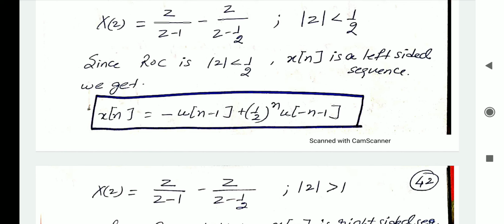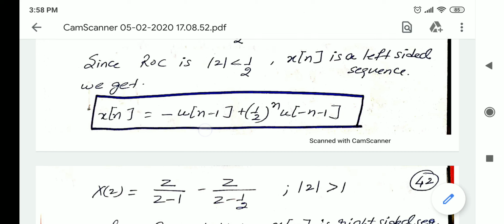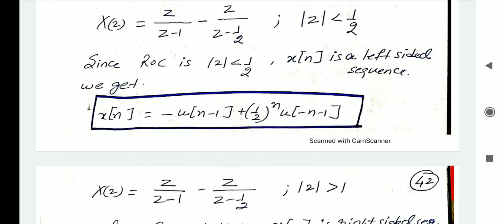ROC is mod of z less than 1 by 2. It is a left-sided sequence. For both the cases we will have negative values. So this is minus u of n minus 1, and here a minus is missing. Just add minus here, because this becomes minus u of minus n minus 1. This becomes minus u of minus n minus 1. Just remember, students, this will be minus n minus 1 plus.